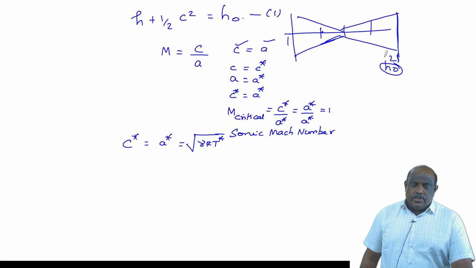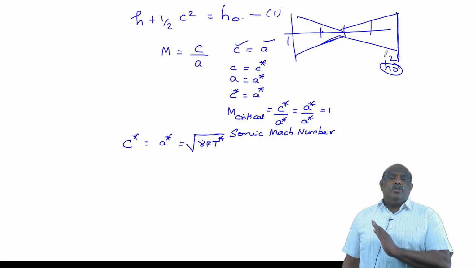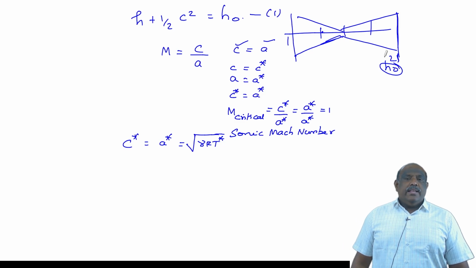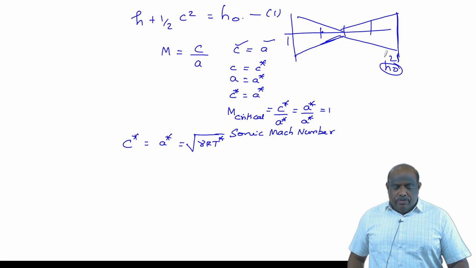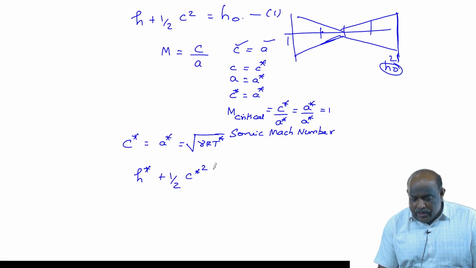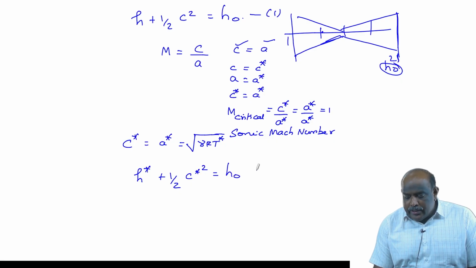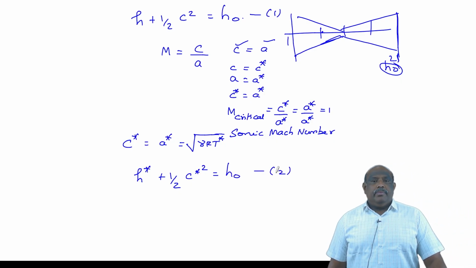It becomes what? H naught. So the flow is abruptly brought to rest by adiabatically decelerating to zero velocity if you want to get the stagnation enthalpy. Now, why can't I write, instead of 1, like this: H star plus half C star squared equal to H naught.